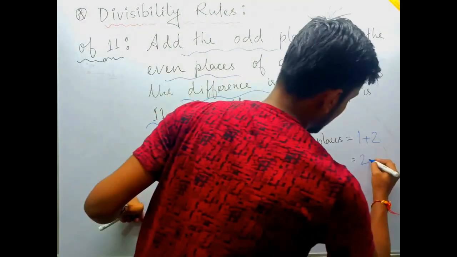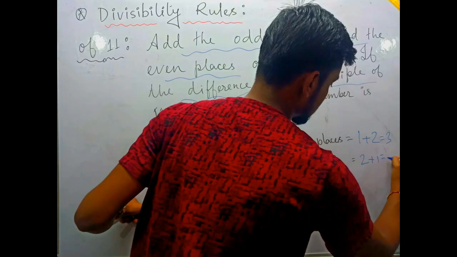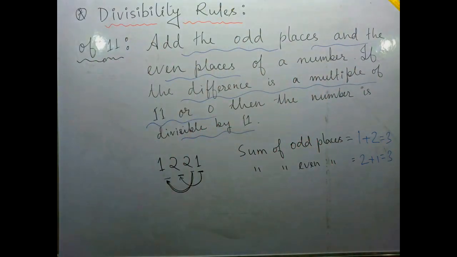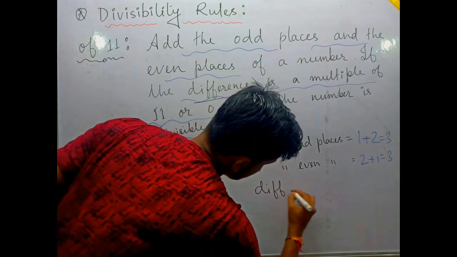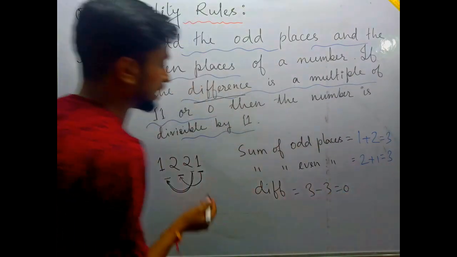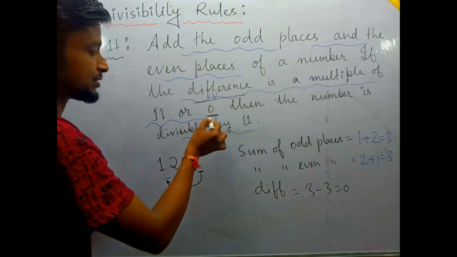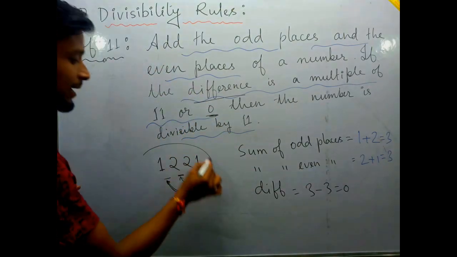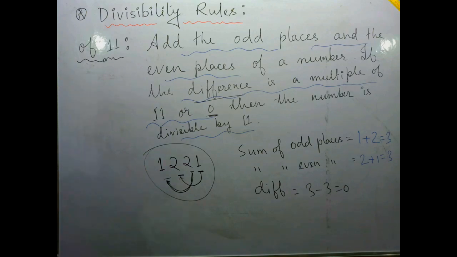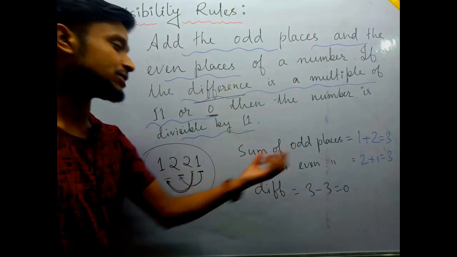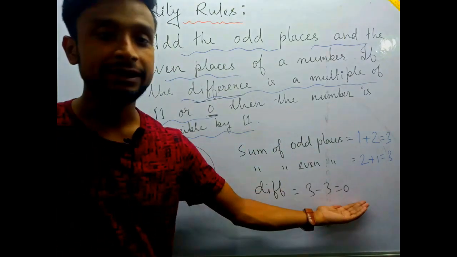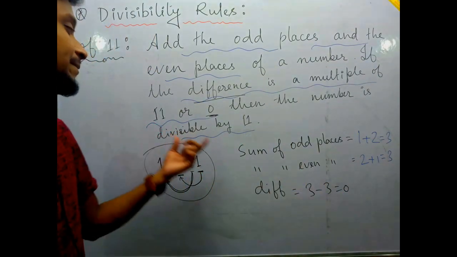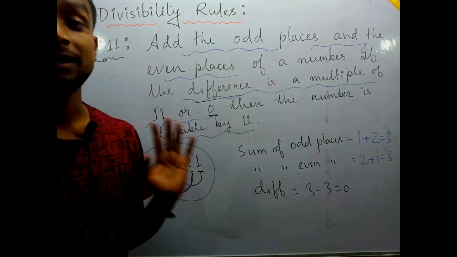2 plus 1. So in this case the sum is 3. Now we have to find the difference. What is the difference? 3 minus 3 is 0, right? So our definition says that if the difference is 0, then it will be a multiple of 11, then it will be divisible by 11. So what did we find? We summed the odd places, we summed the even places, we took the difference, and we got remainder 0. That means we can say that the particular number is divisible by 11.